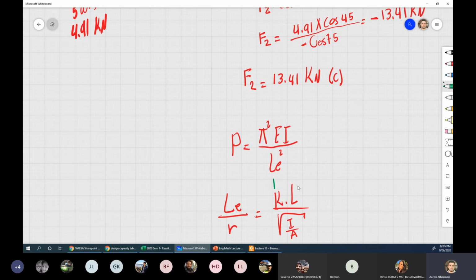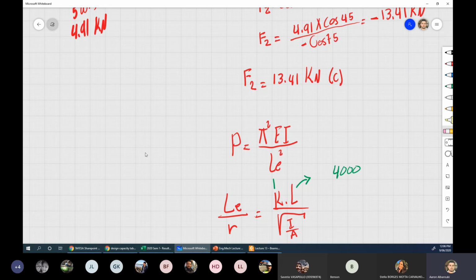L, here's the question. What shall I write, 4 or shall I write 4,000? Suggestions? 4,000. Perfect. Thanks to everyone. Again, all we're trying to do is keep the units uniform. I've got I in millimeter to the power of 4, and area in millimeter square, the area of the section. So let's keep everything in millimeters.